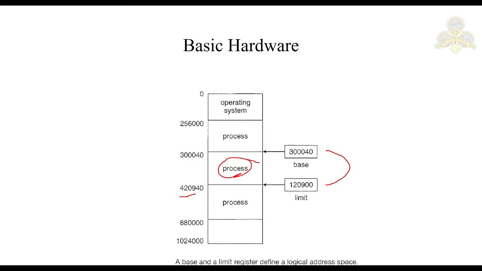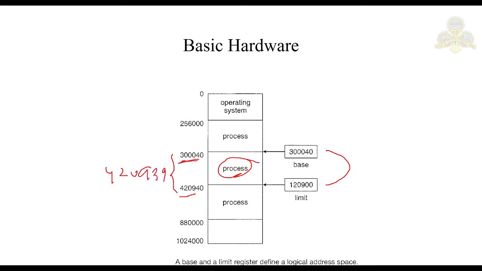Okay, now this process has the legal address from this till this value. From 3,40,000 till 4,20,940 is the legal value of that particular process. That means this process can access all the addresses from the value 3,40,000 till 4,20,939.